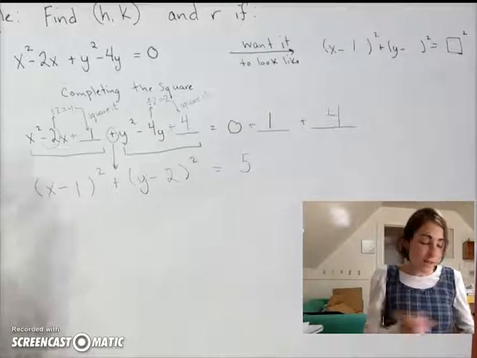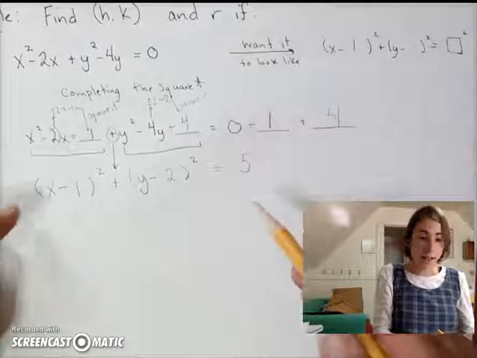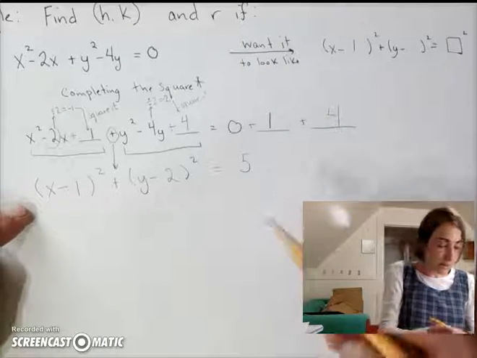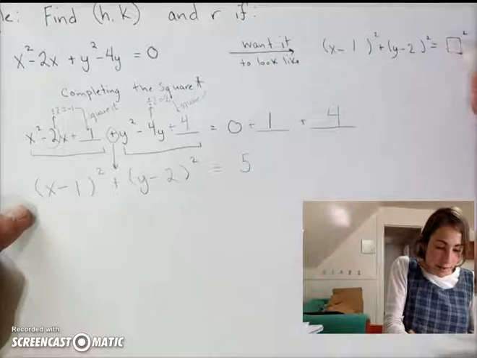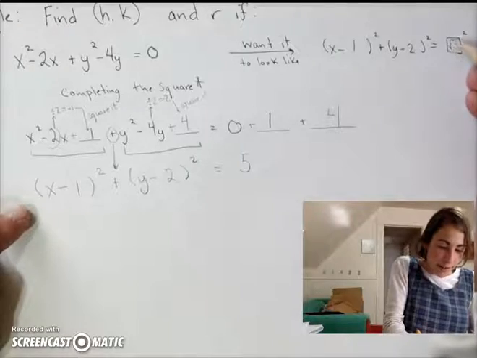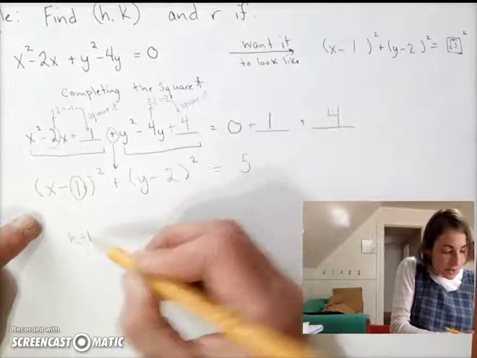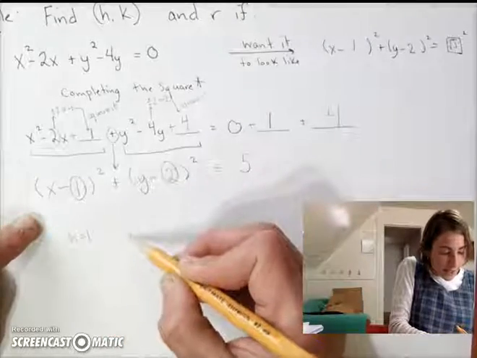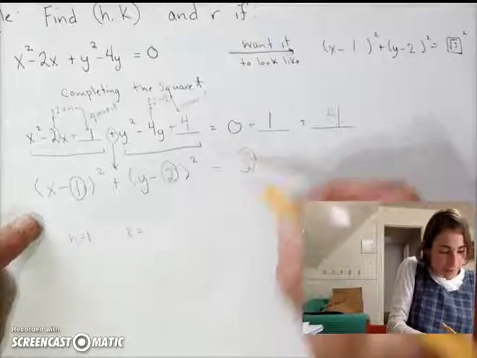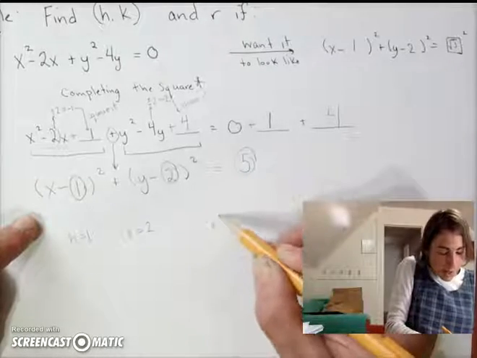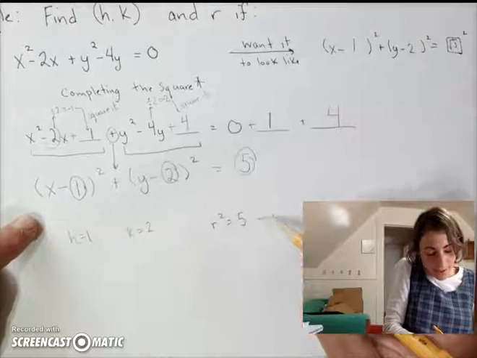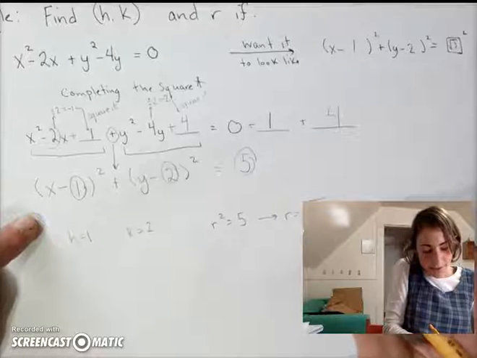So by doing this process of completing the square, I got this to look like the equation of a circle, where I have, this is my h, so h equals 1, k equals 2, r squared equals 5, and that tells me that r equals the square root of 5.